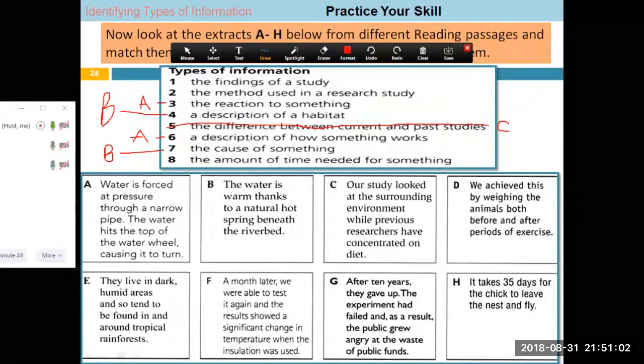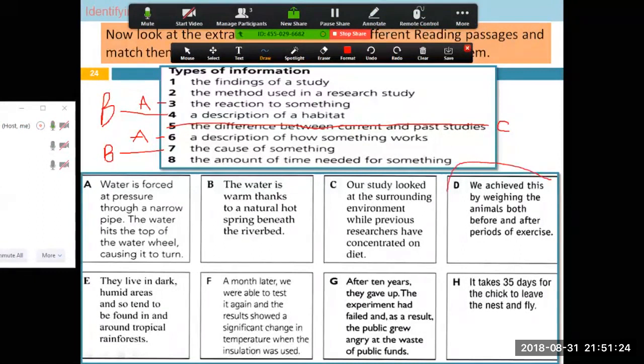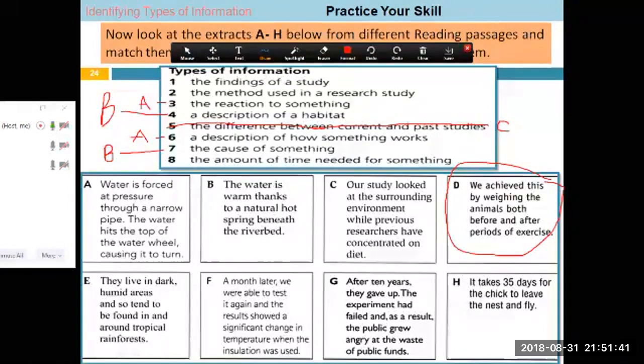What about Shakil? Sir, I'm confused, sir, again in number five, the difference between current and past studies. We achieved this by weighing the animals both before and after periods of exercise. Whatever is happening, this thing is happening in a single study. There's no comparison of previous studies in the present studies, or current studies in the past studies, right? So it is very clear now, for all those who are watching this recording.